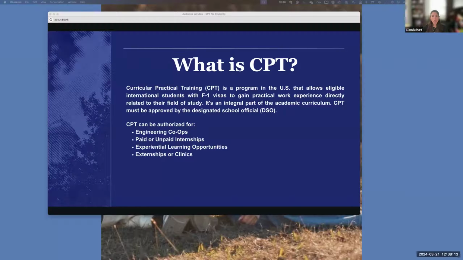Keep that in mind, because many times students have the misconception that because you may want to earn more money, or you just want to have exposure, you can apply for CPT. But in reality, this is very much driven by your curriculum requirements. If you're an engineering student, CPT can be authorized for engineering co-ops, paid or unpaid internships, experiential learning opportunities, and some externships. But I don't think that's the case for most undergraduate students.